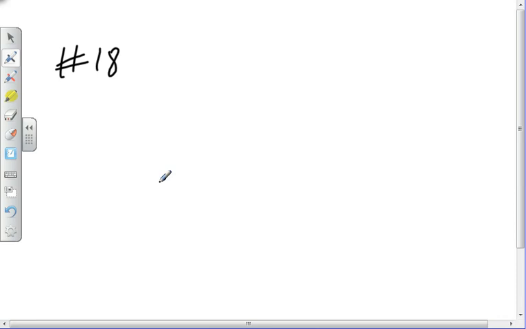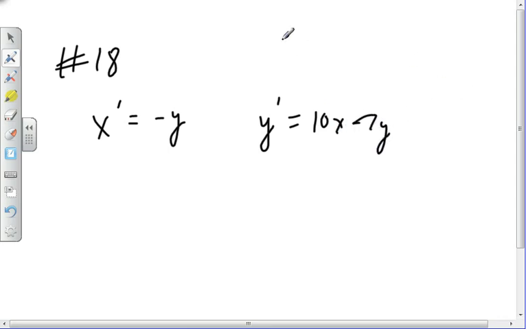Okay, so x prime is equal to minus y, and y prime is equal to 10x minus 7y, and x at 0 is 2, and y at 0 is minus 7. I wrote the right problem down.